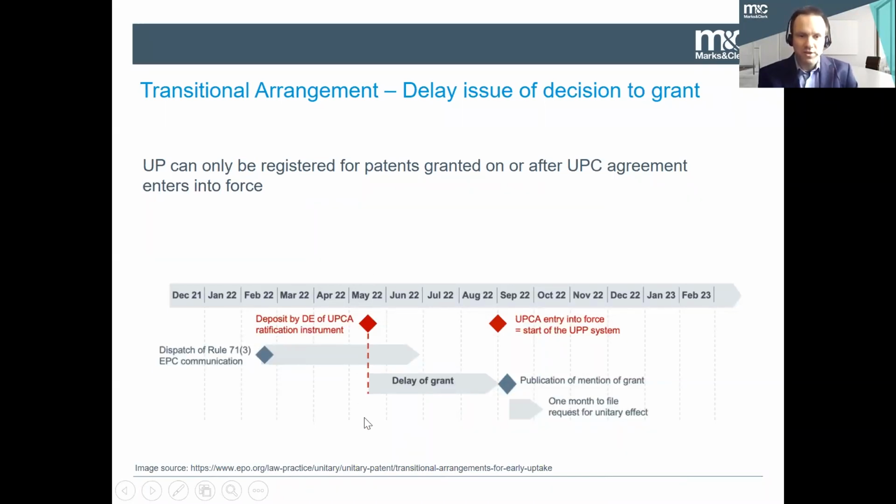I think May is actually quite optimistic. I suspect it might well be more in autumn. But regardless of that, only after that date can we request a delay of grant.